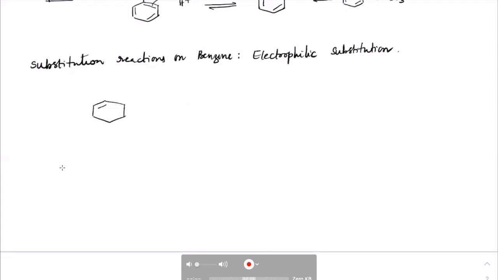So in benzene, if we bring across an electrophile and a nucleophile, electrophile will have more reactivity than nucleophile. Electrophile will get connected here, correct? And H will be lost with nucleophile. So this is the general reaction that takes place.